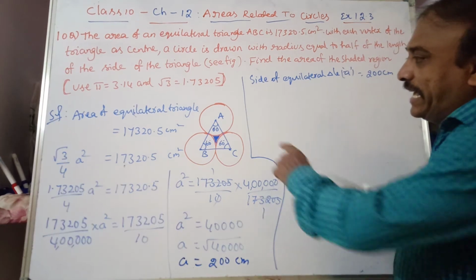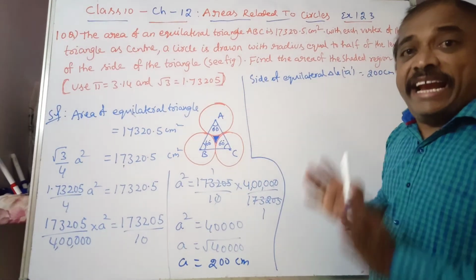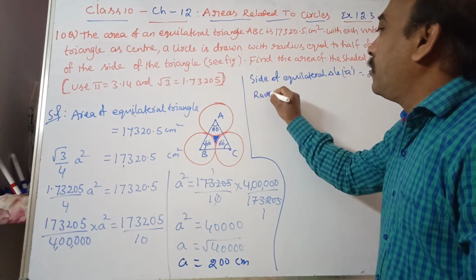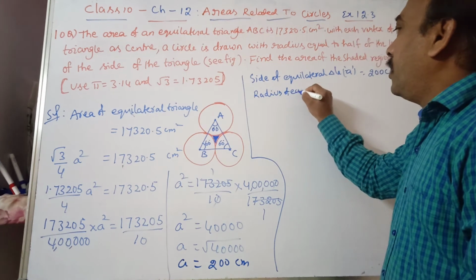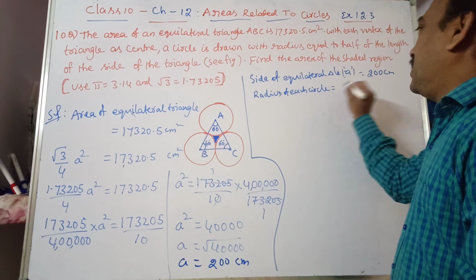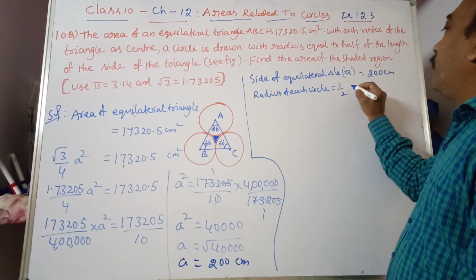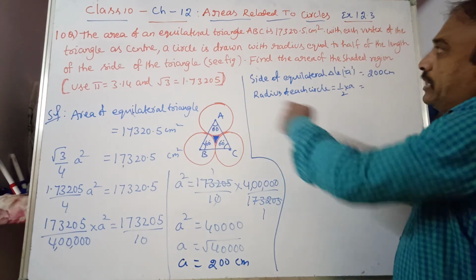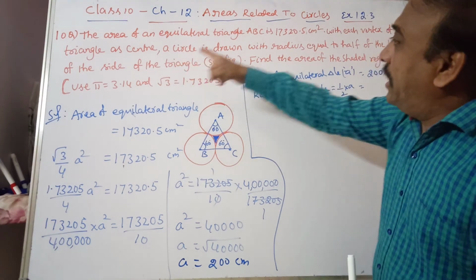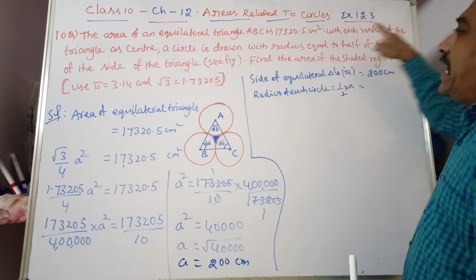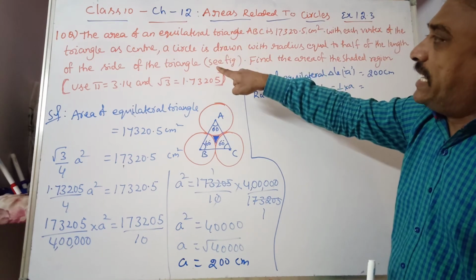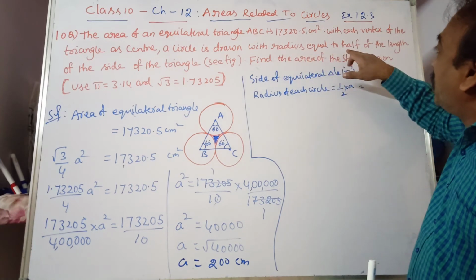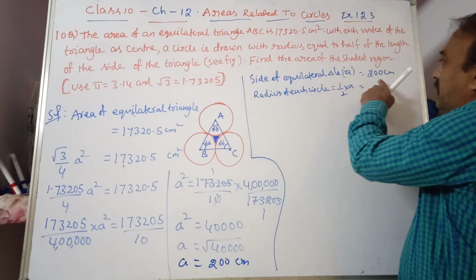Now you see, each circle is drawn with the radius of half of the side. Radius of each circle is equal to half of A, half of the side of the equilateral triangle. The question says each vertex of the triangle as a center, a circle is drawn with radius equal to half of the length of the side. So the length of the side we got is 200.